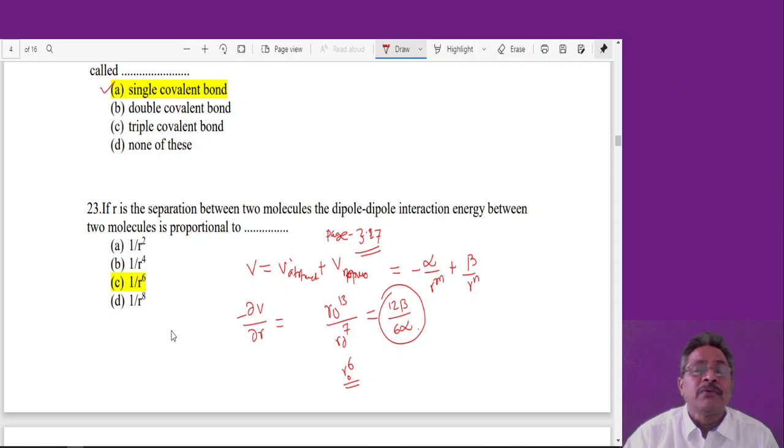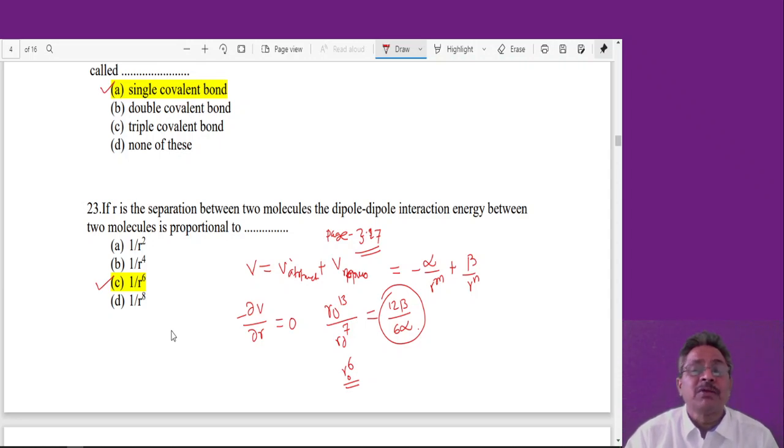Therefore, in the separation between the two molecules, for the dipole-dipole interaction energy, we get the minimum energy here. To make it zero, we get this condition, and from that condition I get R0 raised to 6, and therefore this is the separation required here. So if R is the separation between two molecules, the dipole-dipole interaction energy between two molecules is proportional to 1 upon R raised to 6.